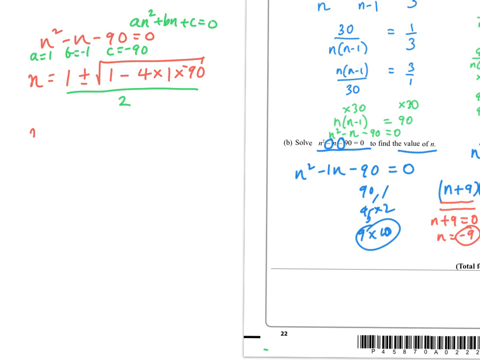So if we were to solve this one here, I guess there's a lot more room for error because you've got a minus times a minus, which is a plus, that's fine. And 4 times 1 times 90 is 360.